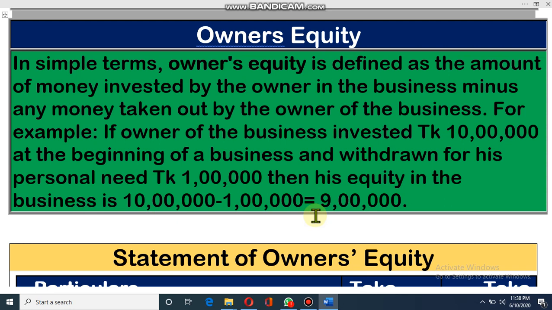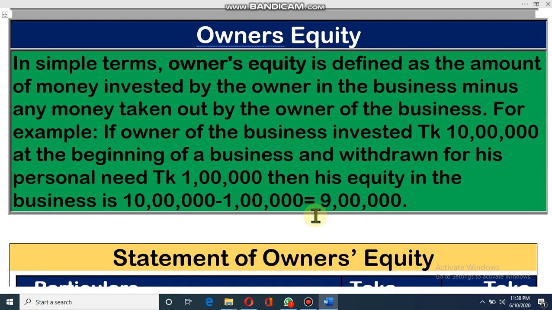That means, dear student, whatever money is invested by the owner in the business, that is subtracted by his drawings. Whatever money he invested in the business and he has taken some money from that, we have to subtract that money from his investment. Then you will get the owner's equity. That means equity of the owner, the right of the owner in the business. This is called owner's equity.